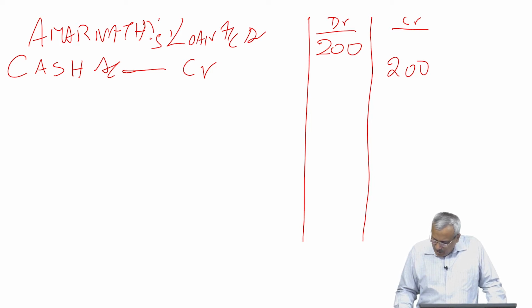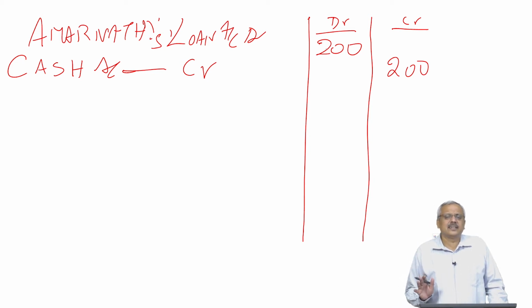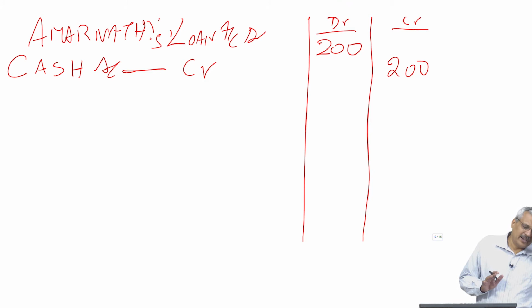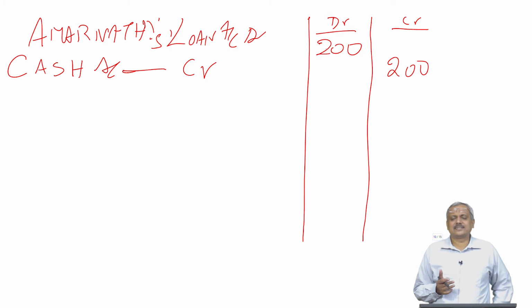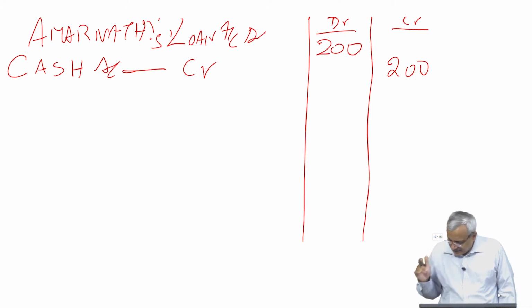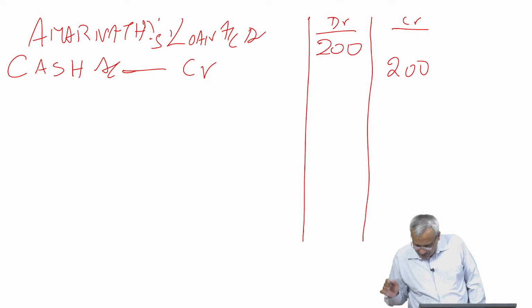Then it says bought goods from Savdeja, rupees 300. Again, in this particular case, there is no cash involved, because it says bought goods from a person. As I said earlier, unless otherwise specified as cash, all transactions are taken as credit. In this particular case, it says bought goods from Savdeja, rupees 300.